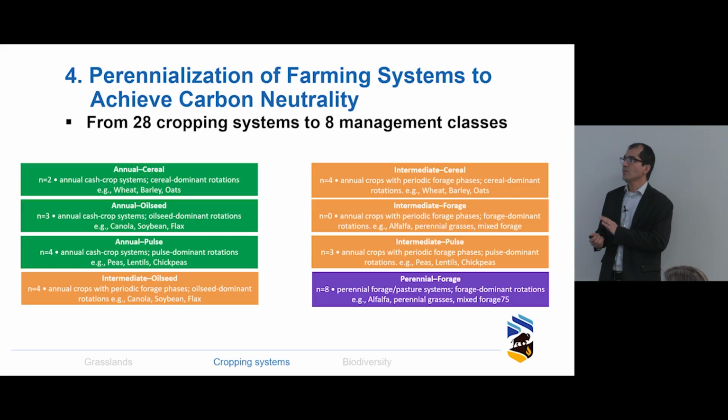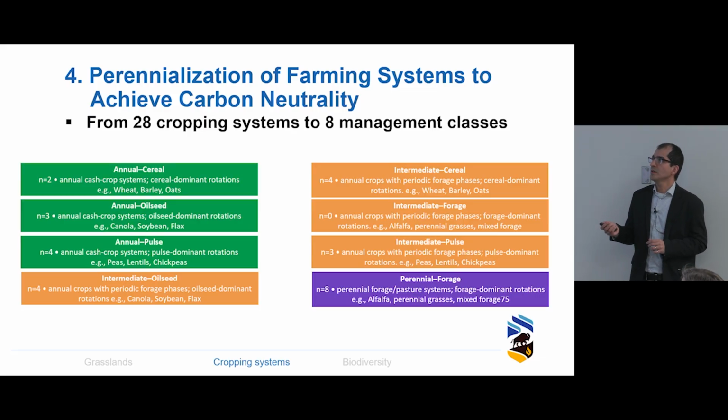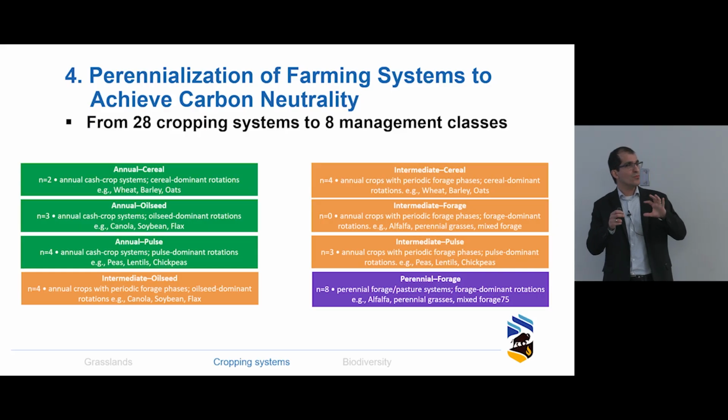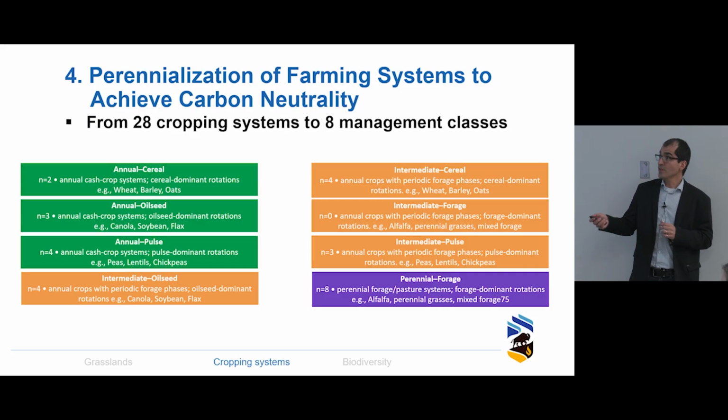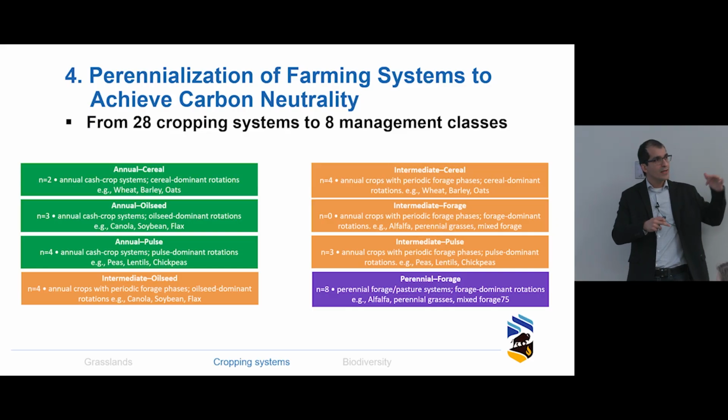So let me just spend a few minutes here explaining how we did the move from 28 to 8 management systems. First, we try to group them broadly among annual, intermediate, and perennial systems. So annual is a system that only has annual crops. Intermediate has both annual and perennial forages, and perennial is a fully perennial system. As you can see here, the number of farms varies according to the system, right?